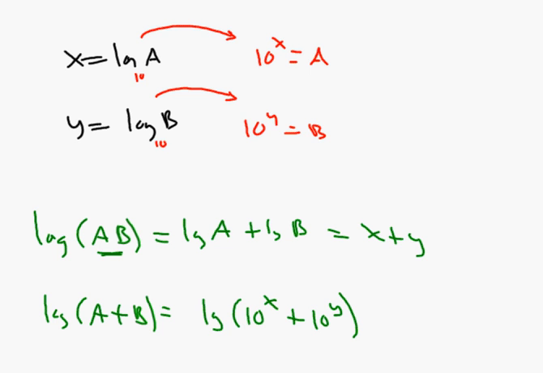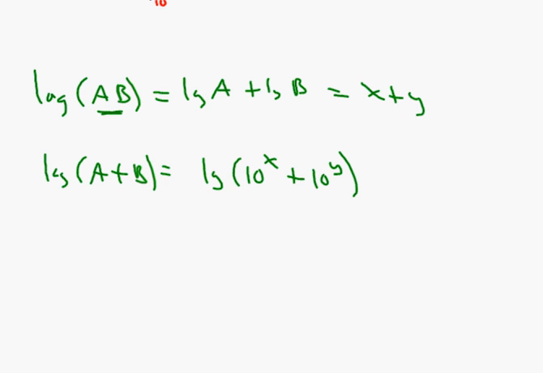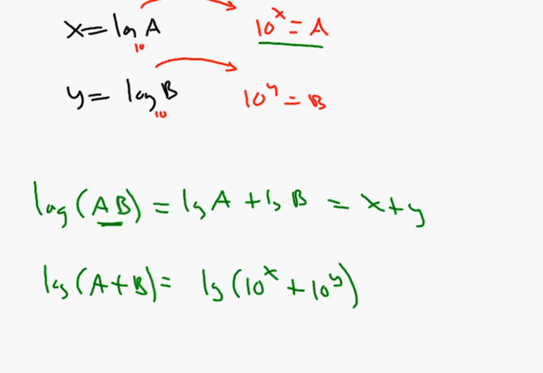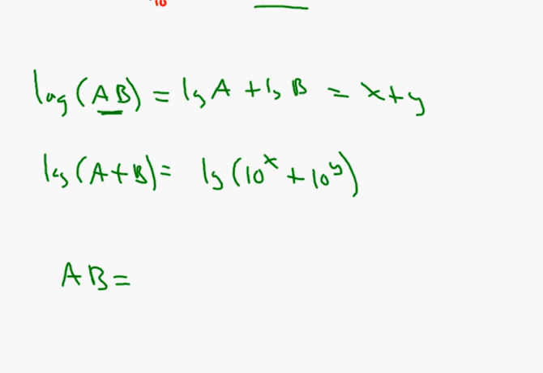Some people might try and distribute the logs onto there. That does not work. That's not one of our rules. Let's try a different example. Suppose you had this question, just a times b. Well, you know that a equals 10 to the x, because we wrote that up here, and b equals 10 to the y. So you have 10 to the x times 10 to the y, or 10 to the x plus y.